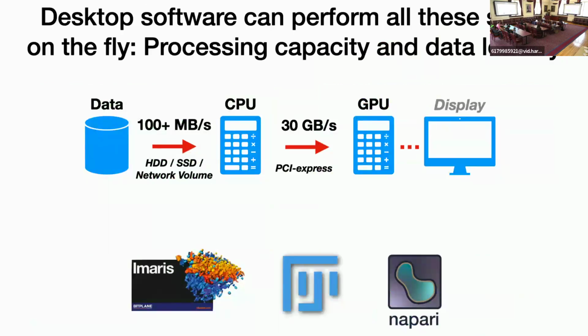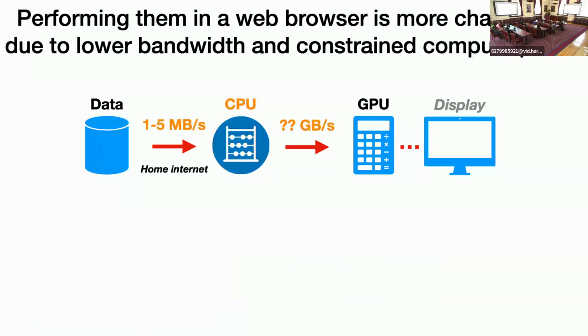Image desktop software like Imaris, Fiji, Napari does this in its sleep. You've got plenty of data storage and bandwidth and compute locally. But if you want to do this in a web browser, the standard way we're going to share data with the world these days, it's a lot trickier. There's bandwidth constraints, there's caching and storage constraints, and if somebody wants to look at this, say, on a phone or a weaker laptop, the compute constraints can be a problem.